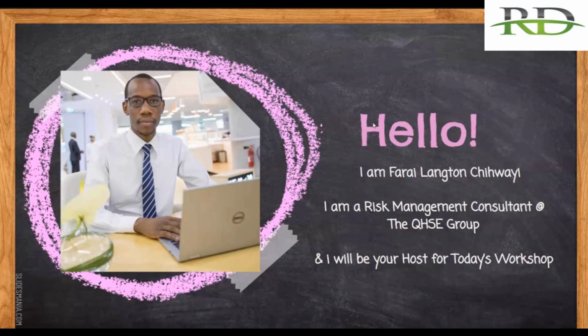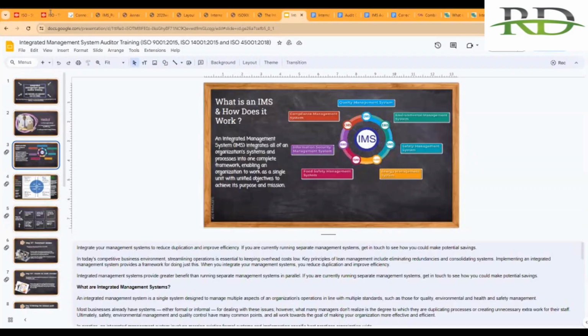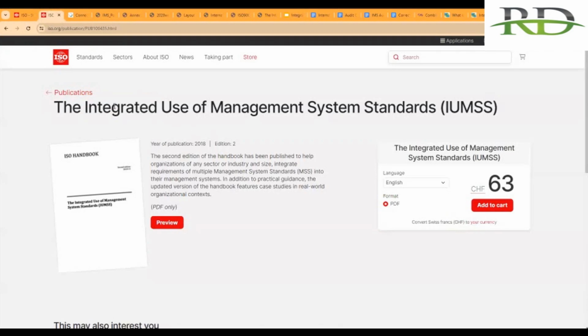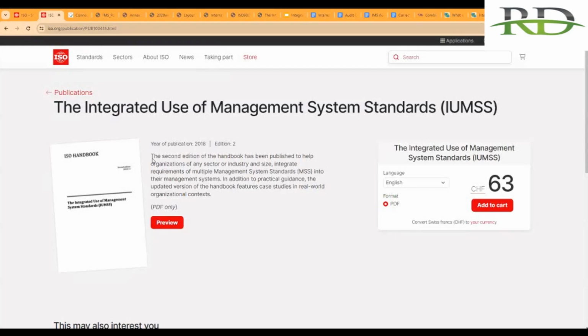So we are now going to start off, as I've given you the auditing equation already. One thing that you really have to be careful about when it comes to an integrated management system is the difference between integrated and a collection of standards. This is the handbook which was published by ISO. It was published because a lot of organizations have a collection of standards rather than integrated management system standards.